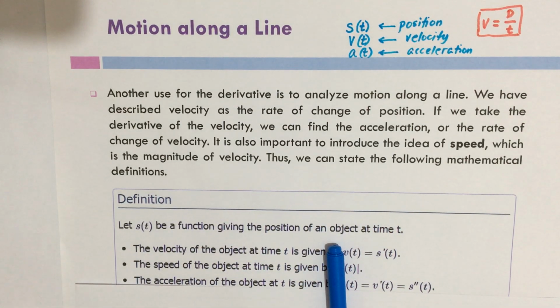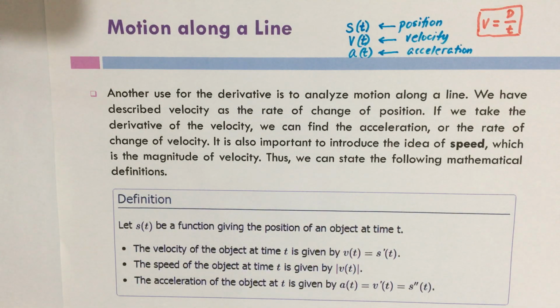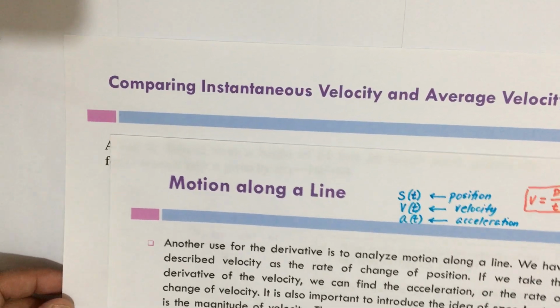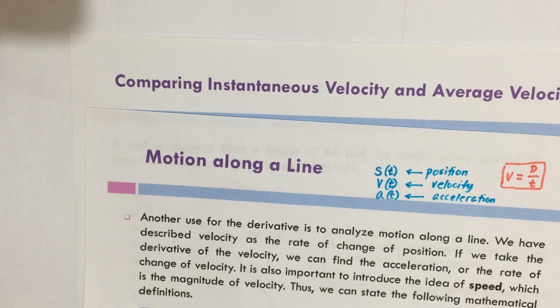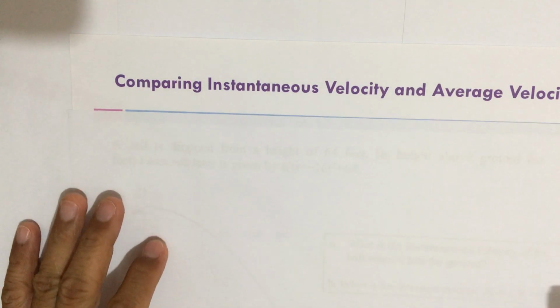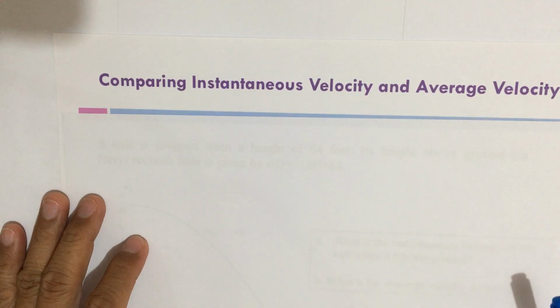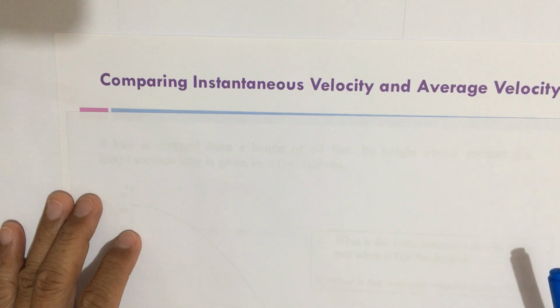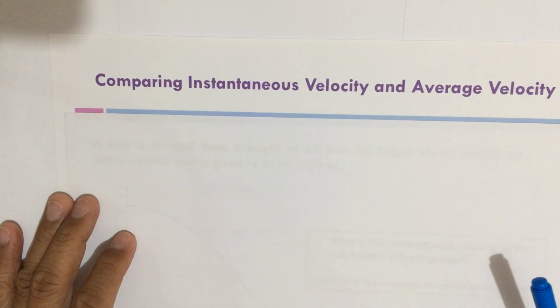Alright, so let us have an example, to give you an idea of how this concept is applied or relates to the topic about derivative. Okay, so we have here an example. In this example class, we are going to compare instantaneous velocity and average velocity.